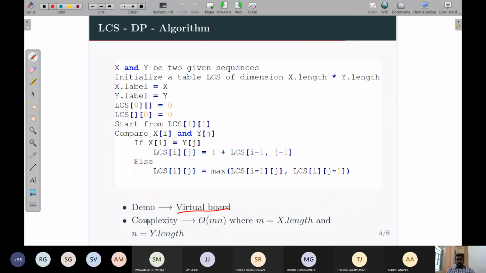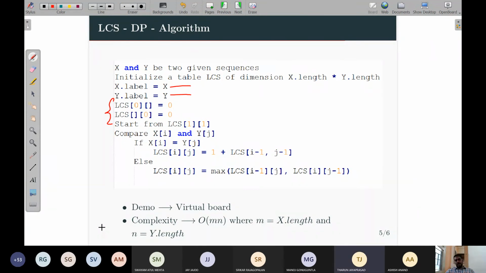So that's it, I think. And this is the algorithm. You can see this is the algorithm. X and Y are two given sequences. Initialize X. So label of X is equal to X, label of Y is equal to Y. What is this? Now you should tell me what is this? What was our first step?